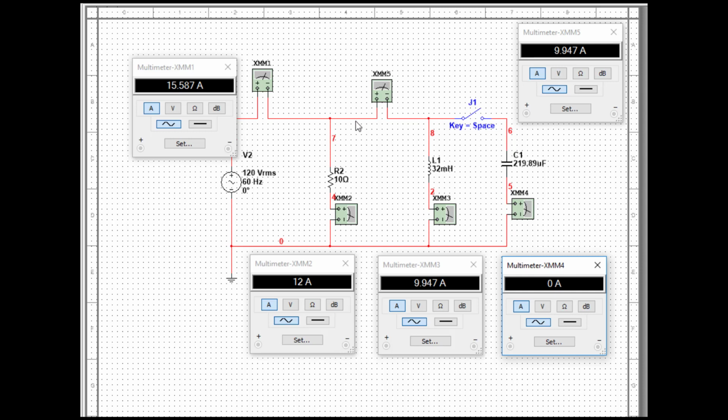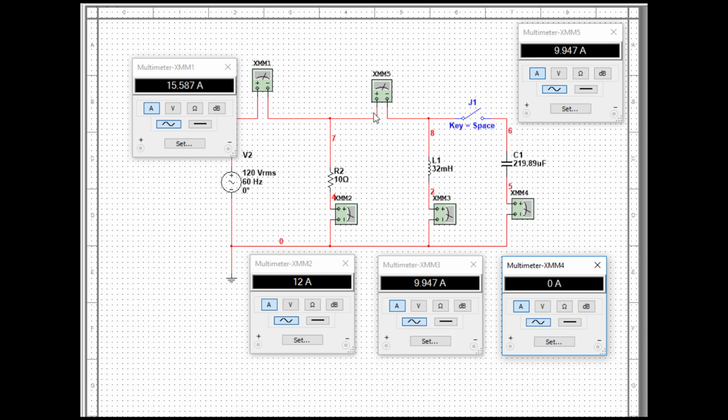So that means essentially you're looking at adding 12 amps at 0 degrees to 9.947 amps at minus 90 degrees, or a minus j component, to the inductor current, of which the total current is 15.587 amps, or 15.6 amps. This value of 120 times 15.6 would obviously give you your total VAs.